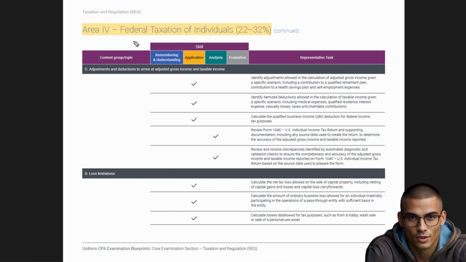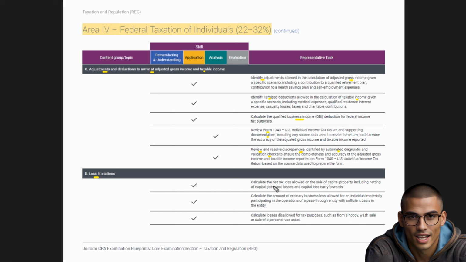Continuing on with Area 4, federal taxation of individuals, we have adjustments and deductions to arrive at adjusted gross income and taxable income, where you'll need to identify adjustments allowed in the calculation of adjusted gross income given specific scenarios. You'll need to identify itemized deductions allowed in the calculation of taxable income. You'll need to calculate the qualified business income deduction for federal income tax purposes. You'll need to be able to review Form 1040 and supporting documentation. You'll need to be able to review and resolve discrepancies identified by automated diagnostic and validation checks.